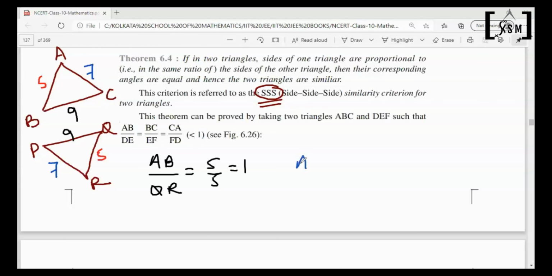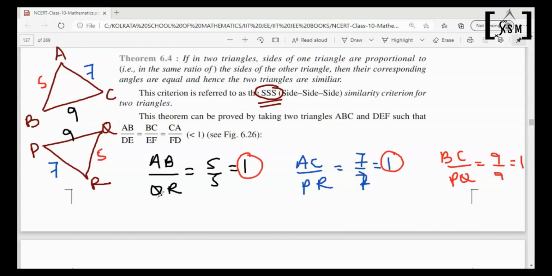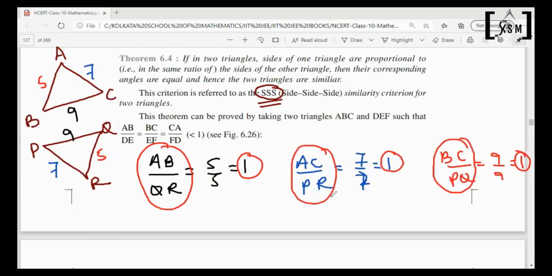Side AC and side PR ratio is what? Similar as side AB upon QR. That is 1:1. So we always talk about the side ratios. Side BC and side PQ ratio is what? 9:9, which is 1:1. Because the ratios are equal, the side ratios are equal. So we say that these two triangles are similar to each other, right?